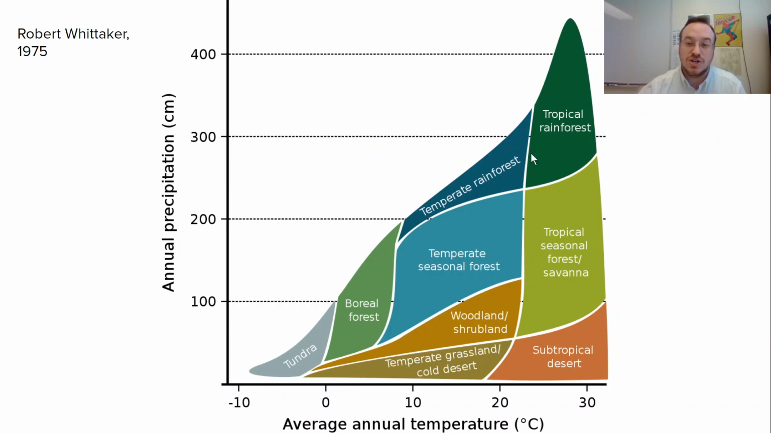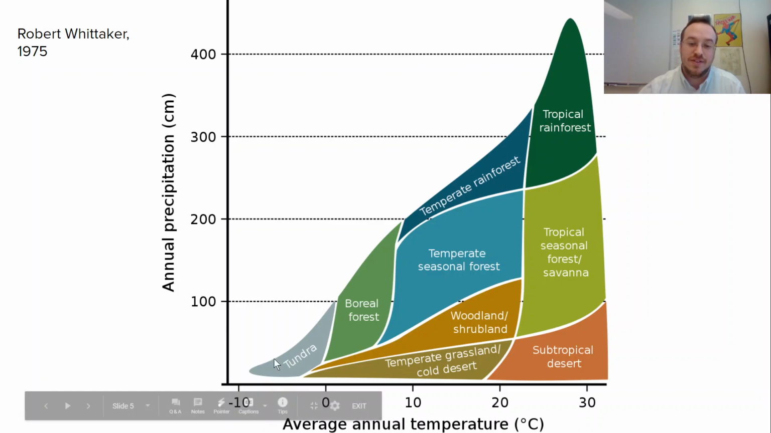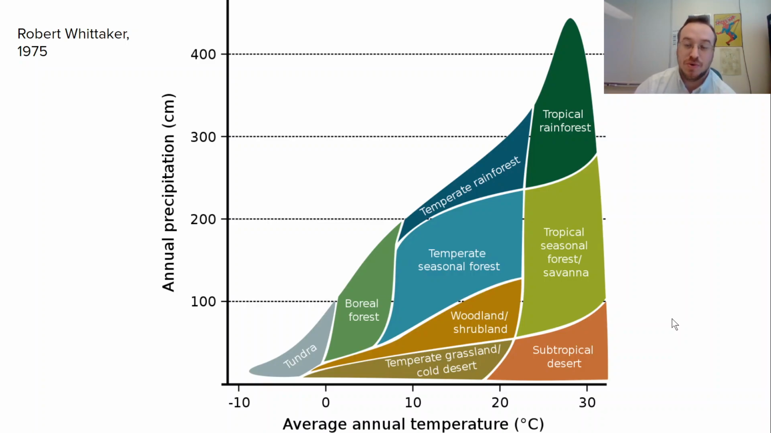So the wetter regions are higher on the graph. The drier regions are on the lower part of the graph. Temperature is left to right. Pretty easy to read. This one is still being used. There is a much more complicated way to look at these biomes now, but this is what we're going to go with today because I want it to be easier on you.